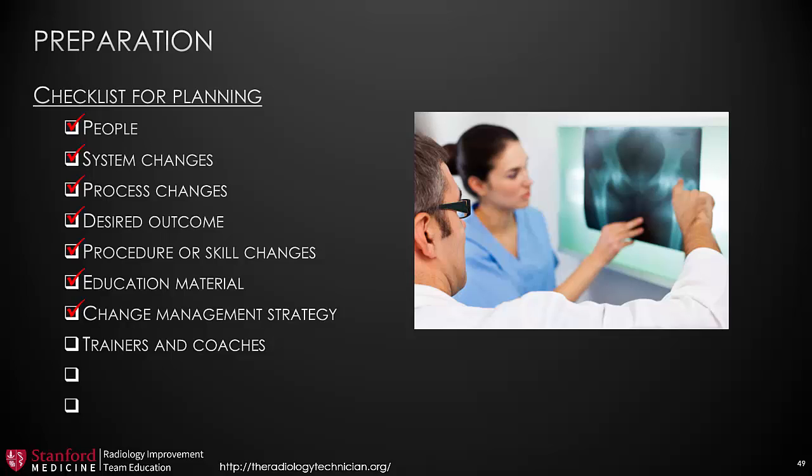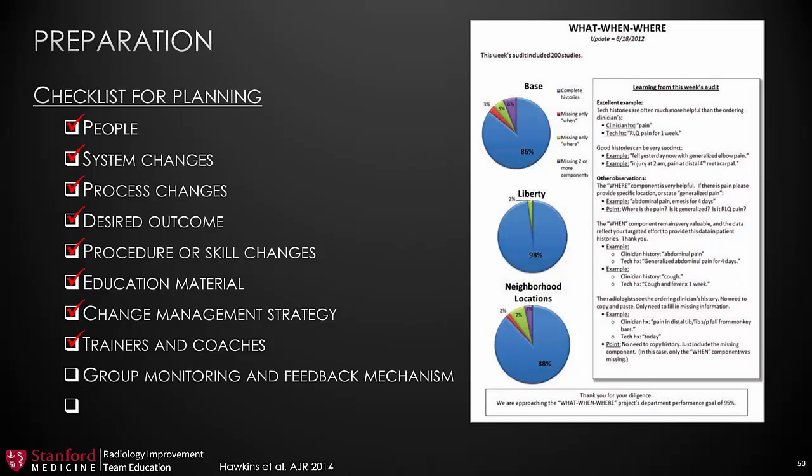Trainers and coaches. Improvement does not happen through osmosis. You will need dedicated individuals with protected time to be out on the workplace monitoring, coaching, and providing feedback. Group monitoring and feedback mechanism. Once the project starts, you're going to need to carefully monitor the group's progress and provide feedback to the group about how they're doing. This likely will require audit and communication tools like spreadsheets, feedback documents, and emails. Set those up before you start.